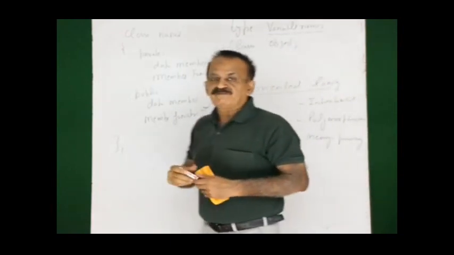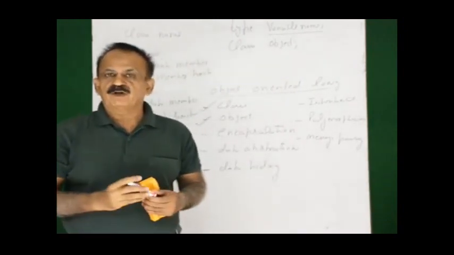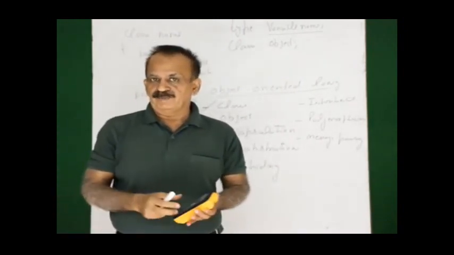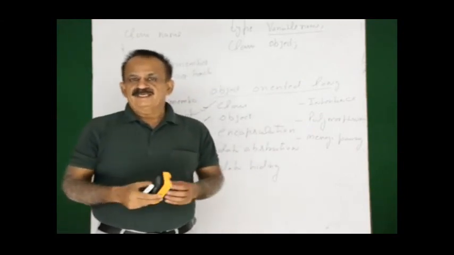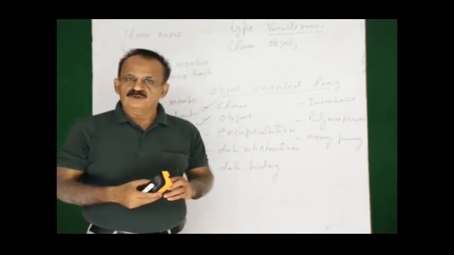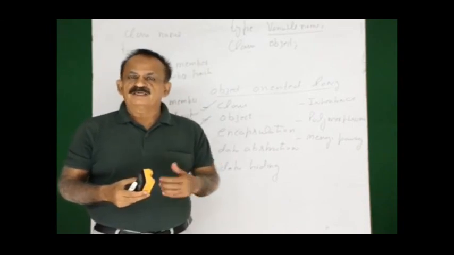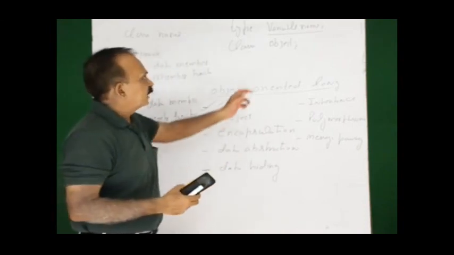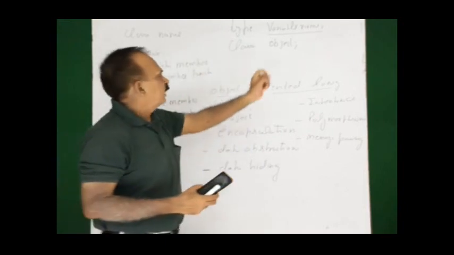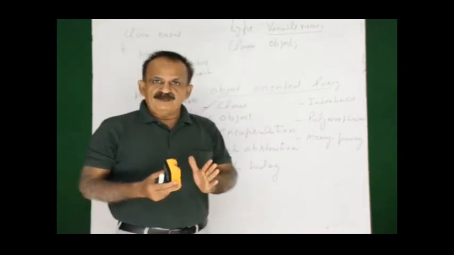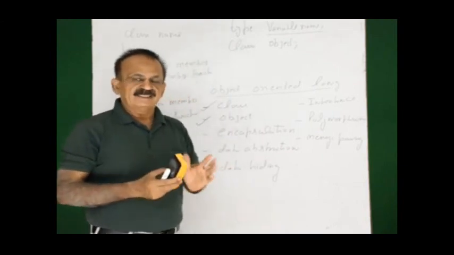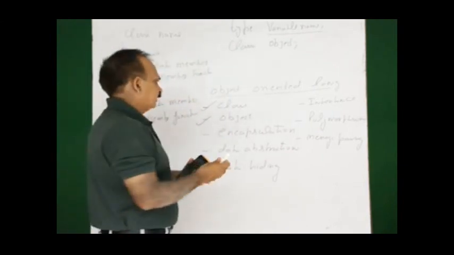A class can have a number of objects. For example, I say book is a class, and C++ book or C language book or DBMS book, all these are the objects whose class is book. Now the variable of the type class, that is known as an object.